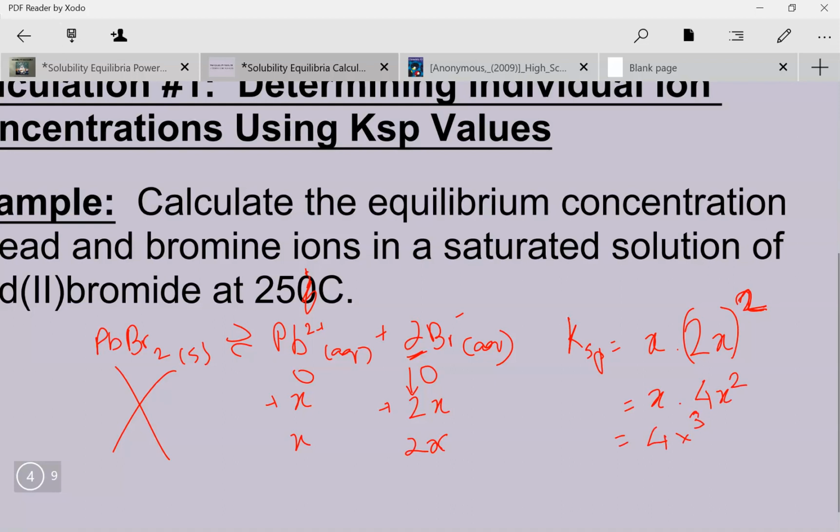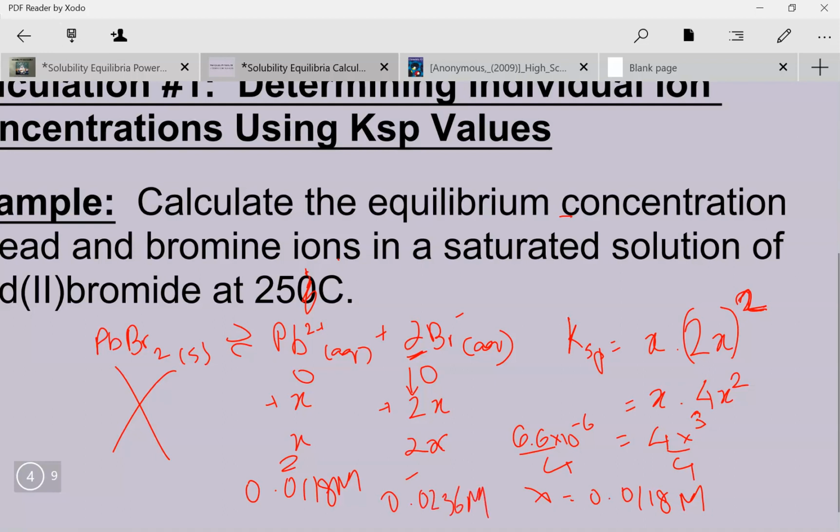And this is equal to the KSP of lead bromide, which I will look at the back of the textbook chart and find that it is 6.6 times 10 to the power of negative 6. So what I want to calculate is the equilibrium concentration of ions, which is what are my x and 2x. So I will take my KSP, 6.6 times 10 to the power of negative 6, divide by 4, and then I will take the cube root of that, which will give me x equals 0.0118 molar, which means my lead ions are 0.0118 molar, and I multiply that by 2 to get 0.0236 molar concentration of bromine ions.